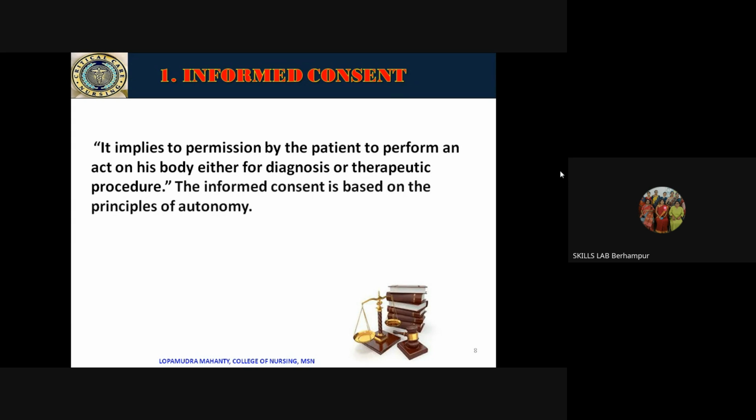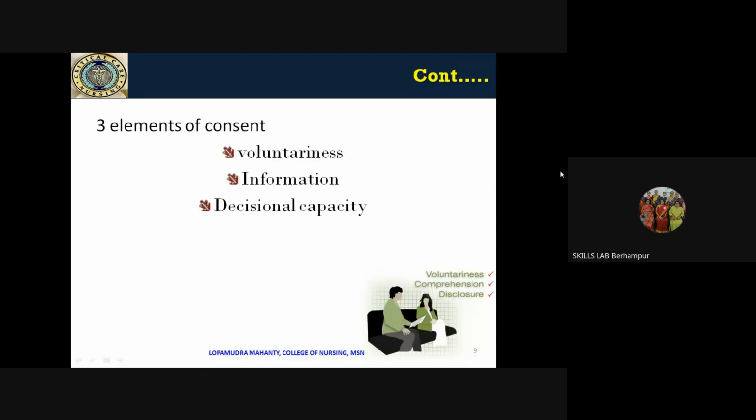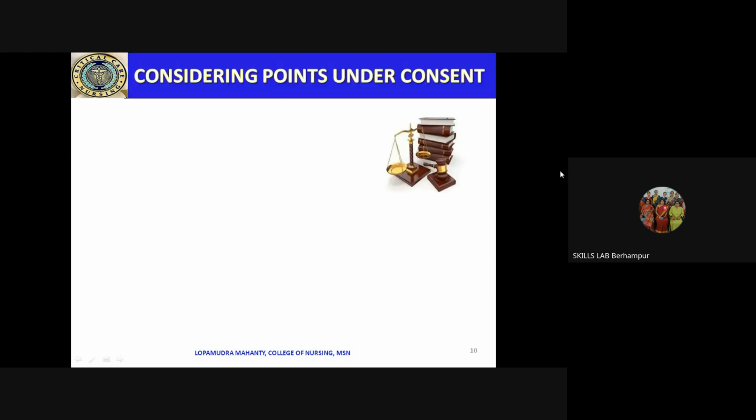The informed consent is based on the principle of autonomy. Then there are three elements of consent: voluntariness, information, and decisional capacity. Different types of information are required to take consent. If the patient has decisional capacity, then he or she takes the decision. If the patient is unconscious, then their family members will take the decision.